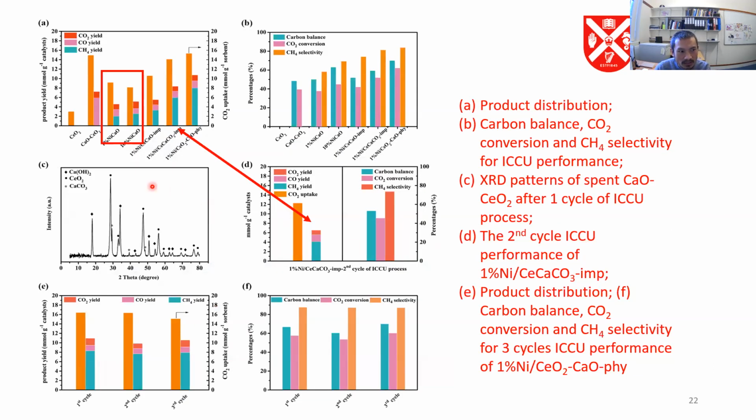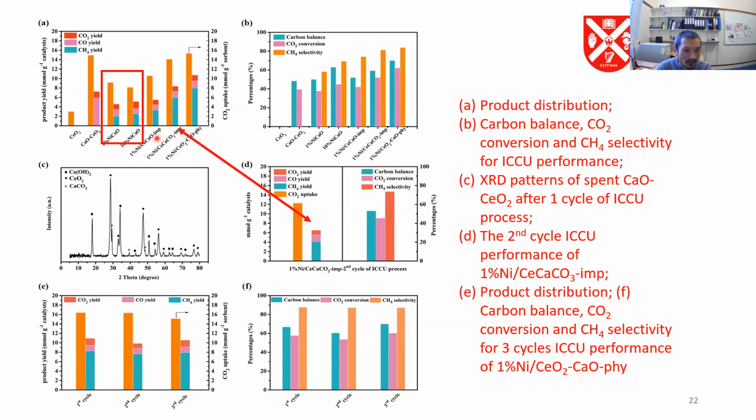This one is mainly for, we also see methane produced, methane and CO. So it's clear here, the physically mixed material has quite high CO2 capture and also conversion, the production of CO and methane. So that means the distance needs to be long enough in this case.